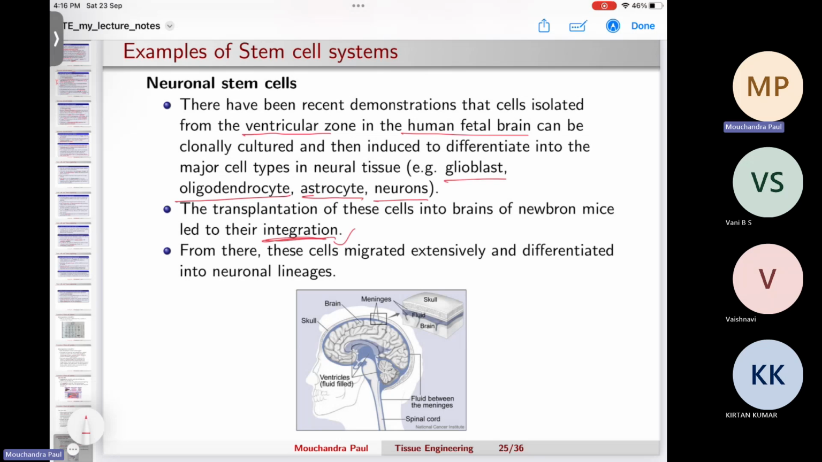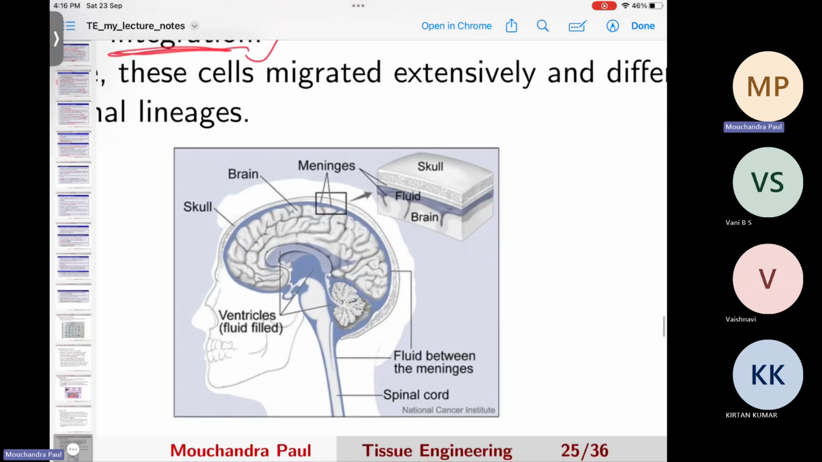So where is the ventricular zone in our brain? Again, a very simple overview of the anatomy of our brain. So this is the skull. Inside our skull, our brain is there, and inside this pink colored tissue which we often think of as the brain, very soft tissue, there are ventricles, like these are the ventricles. Inside these ventricles the neuronal stem cell population was found, and directly in touch with the ventricle is the spinal cord.